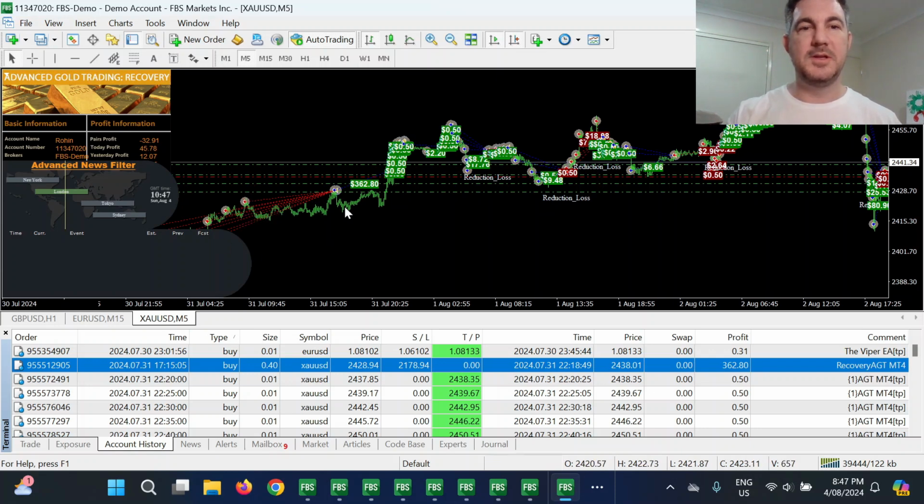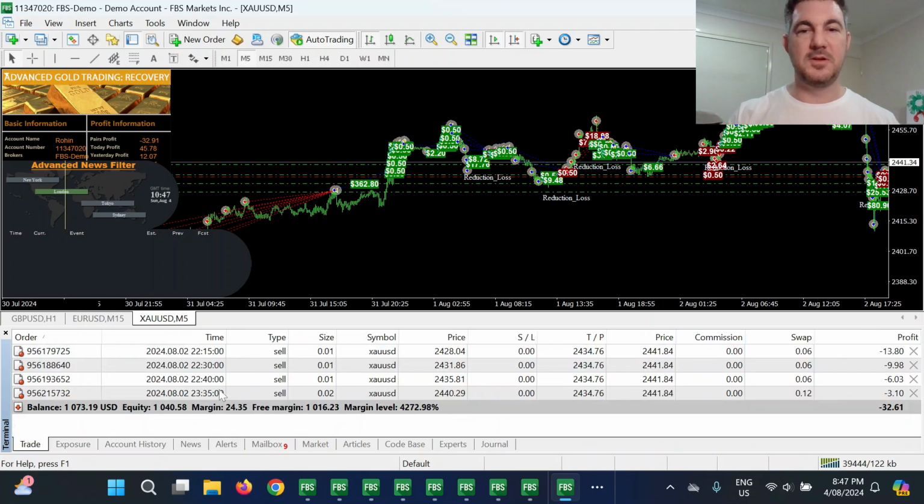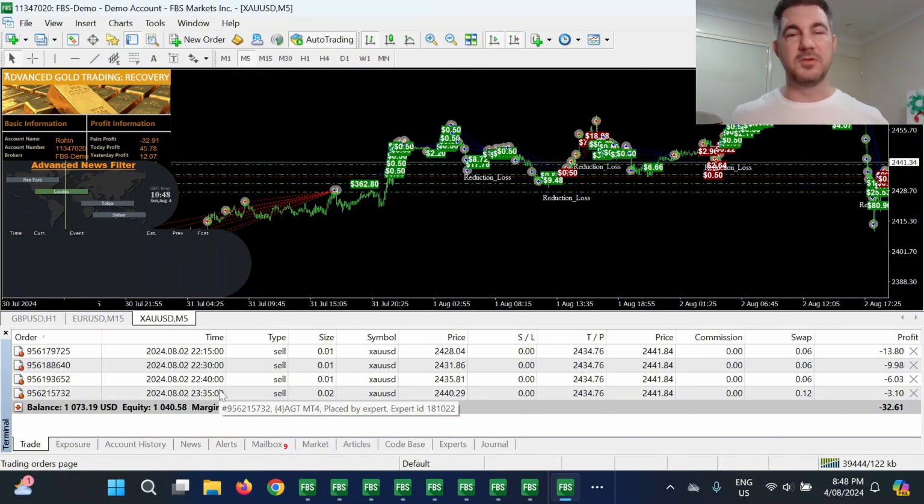And what it did is that because it kept going up, as soon as the buy hedge order equated all of the loss orders, it closed everything out at $362.80. And it closed everything out at no loss, which I thought was absolutely amazing. So what would have happened if this one went back the other way? I'm not sure, and that's why we're going to keep testing this EA.